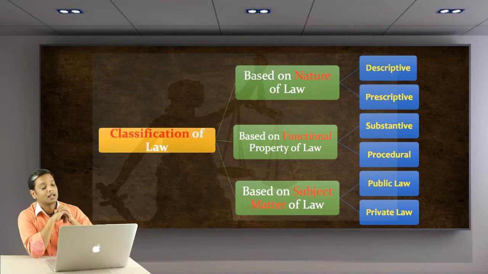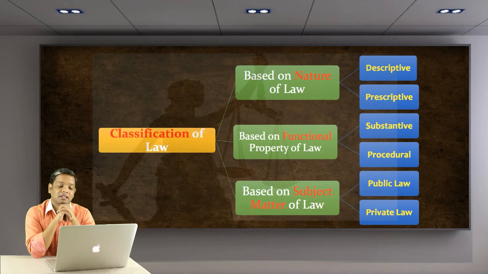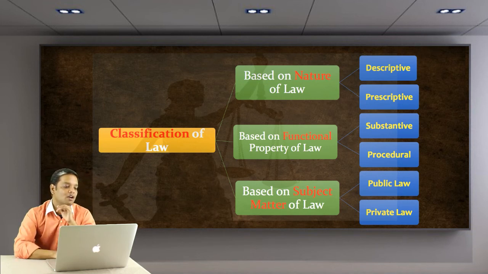The first one, as you can see, based on the nature of law, is descriptive and prescriptive, two types. The second one is based on the functional property of law. On this basis, there are again two categories: substantive law and procedural law. The third one is based on subject matter. Based on this, we have public law and private law. And again, we have international law and municipal law, though that is not mentioned here, but that is again another classification. So now let's understand the meaning of descriptive law.